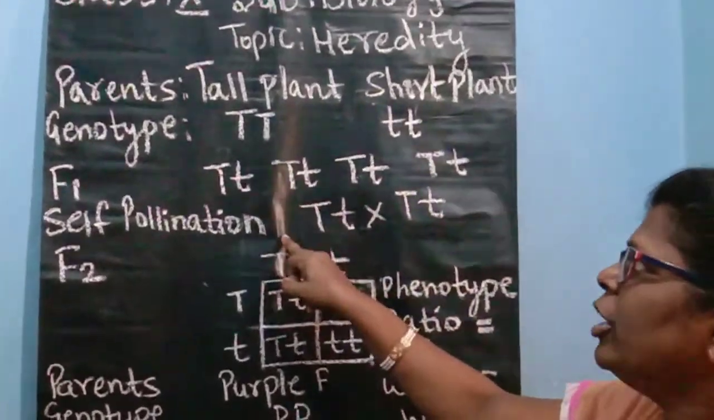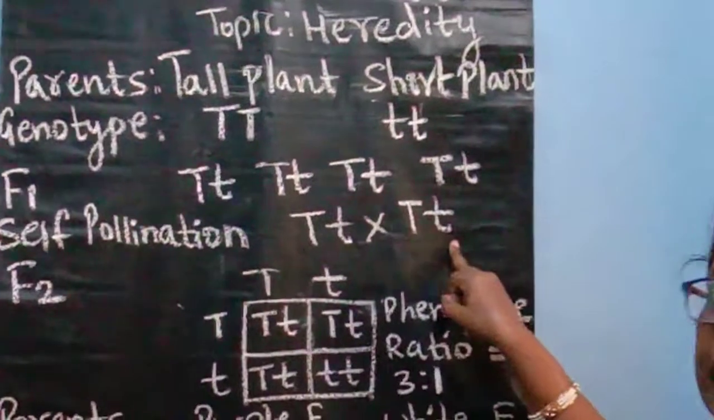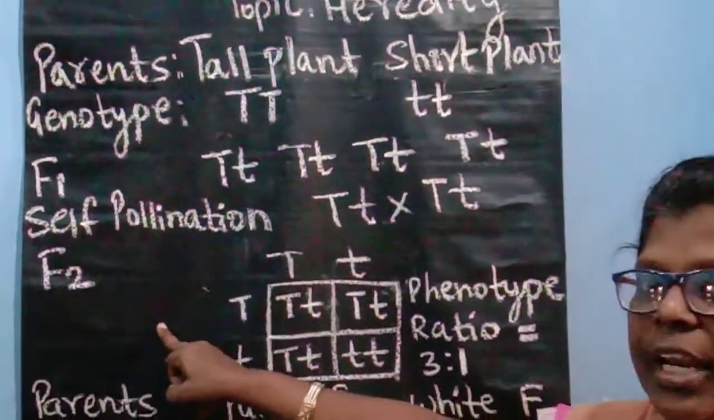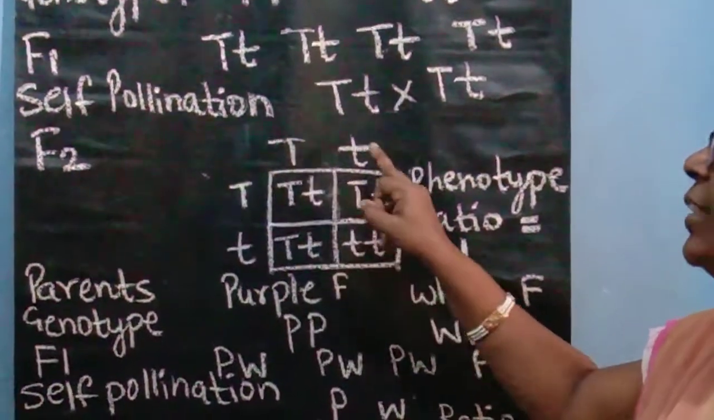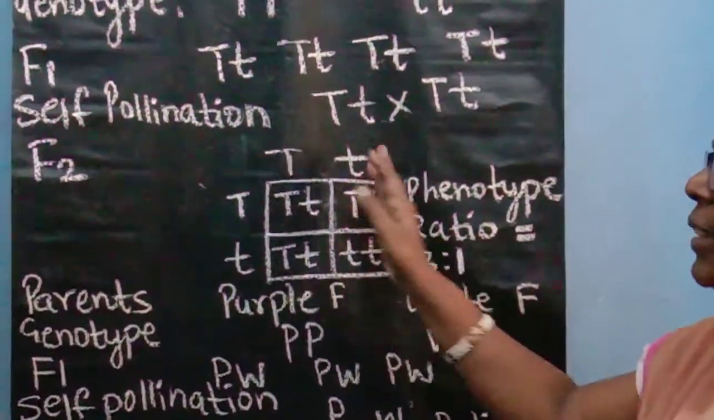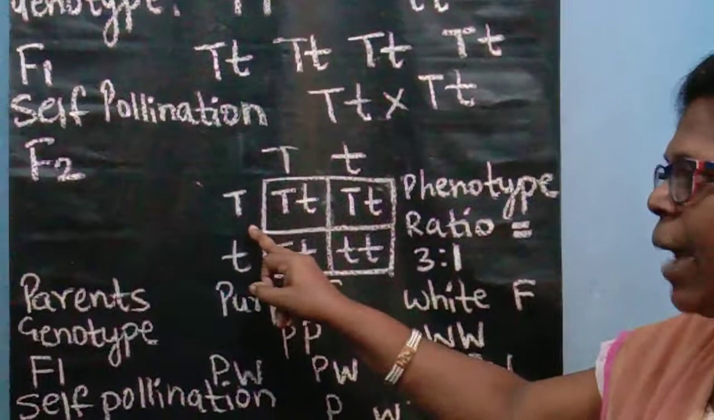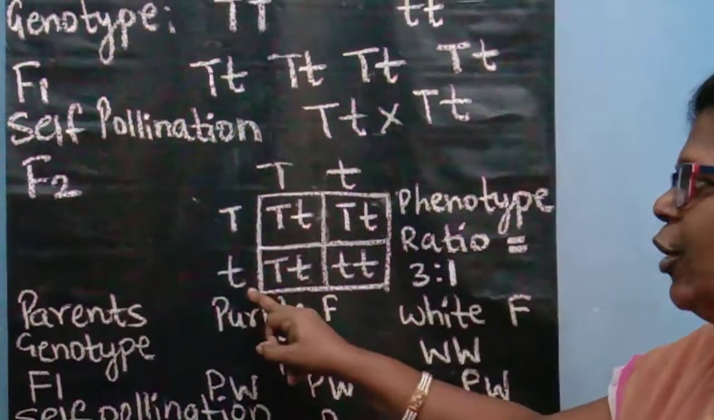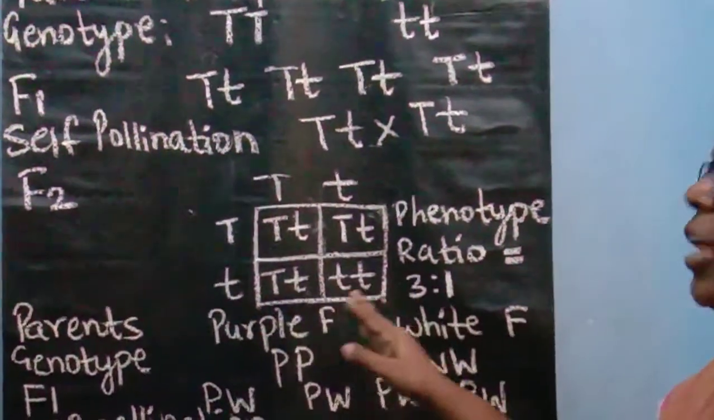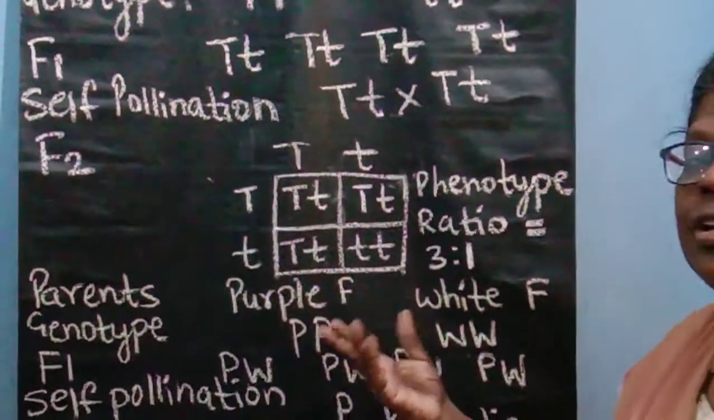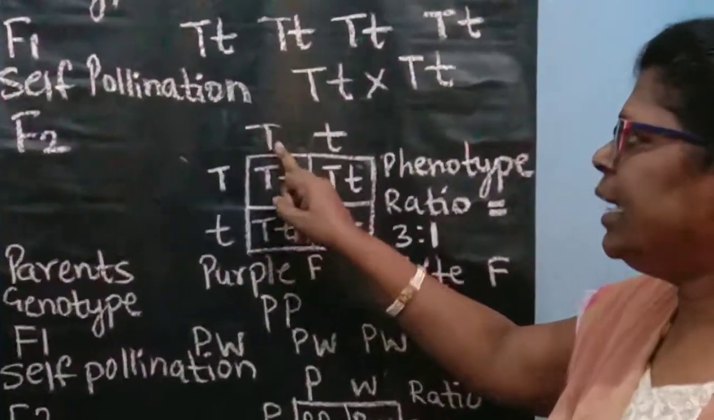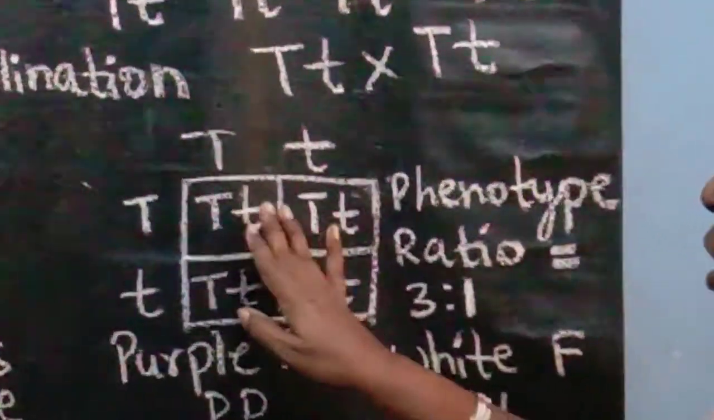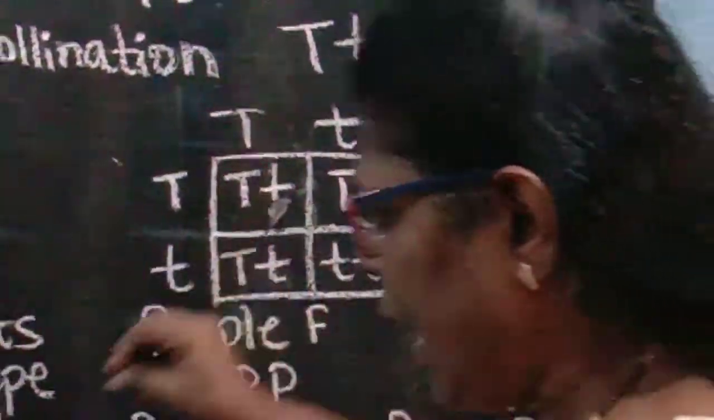After the self-pollination of 2 of the plants, he got the second generation. Then he wrote the gametes, capital T, then small t. Then on the left-hand side also he wrote capital T, and in the next line small t. Then he made the box. Then what do we have to do, children? We have to multiply these gametes. T into T we have to write here. So T into T is capital T.